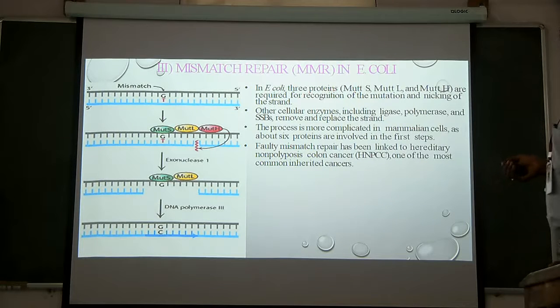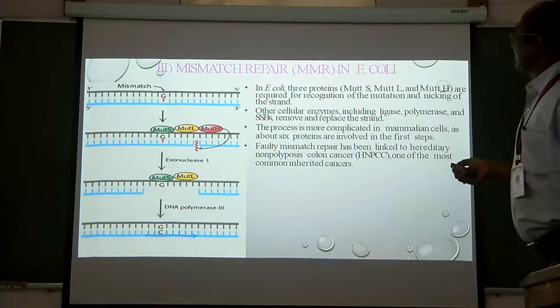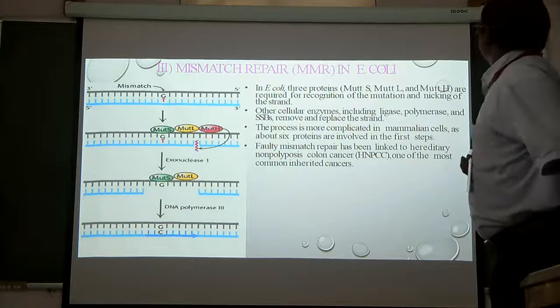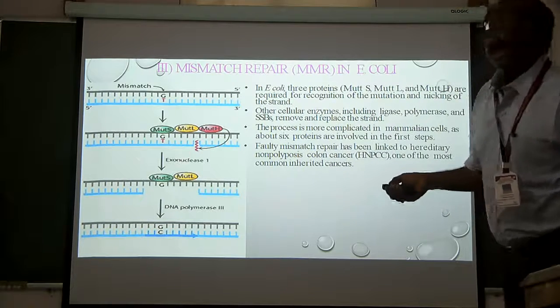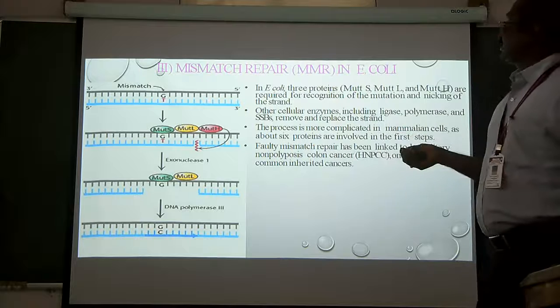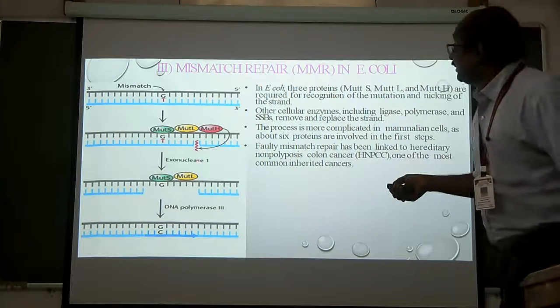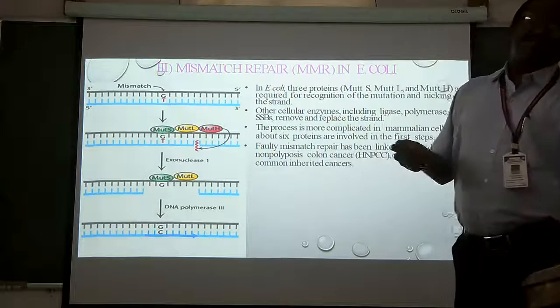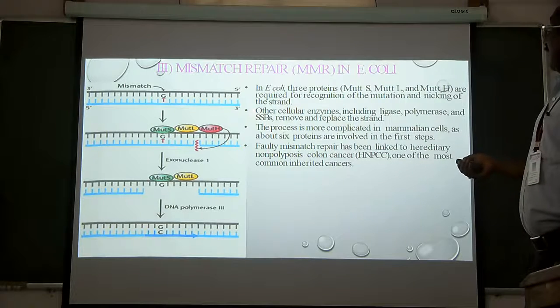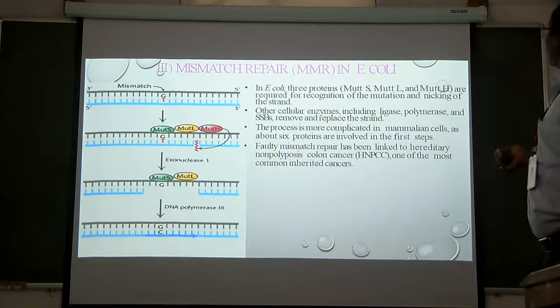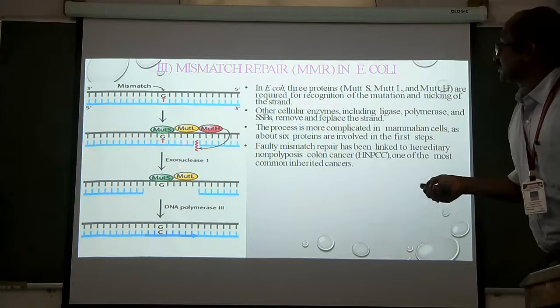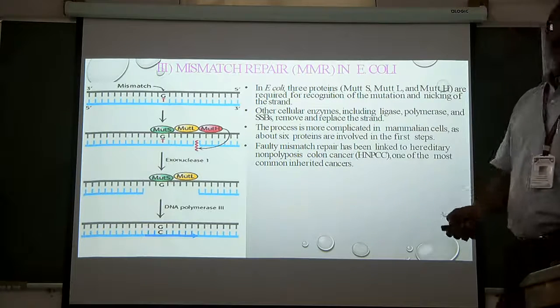So in E. coli, the proteins MutS, MutL, MutH are required to recognize the mutation at the nicks. They identify the mutation with these enzymes, and when they identify it, they make a cut there. Other cellular enzymes including ligases, polymerases and SSBs remove and replace the strand. So the cut is made there again.